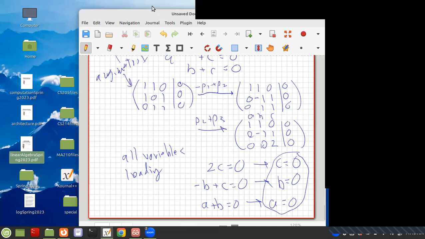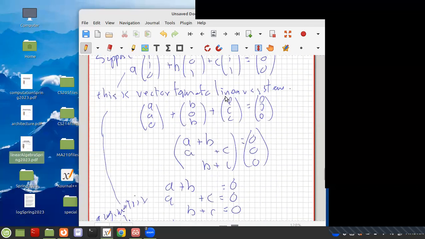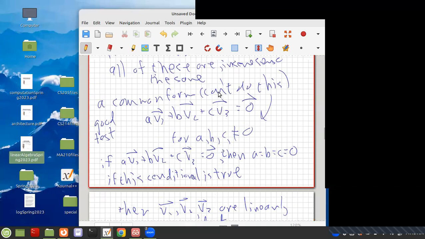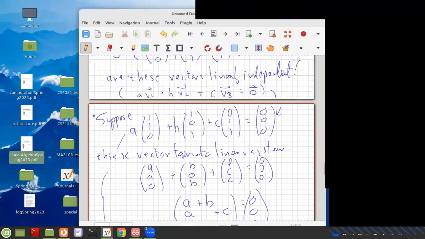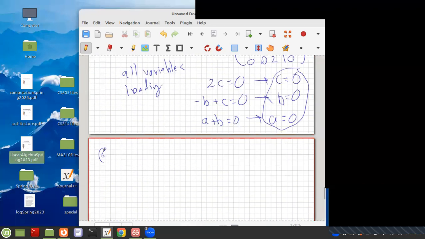This is 3, 4, 5, 6. Okay, this shows that A equals B equals C equals 0.